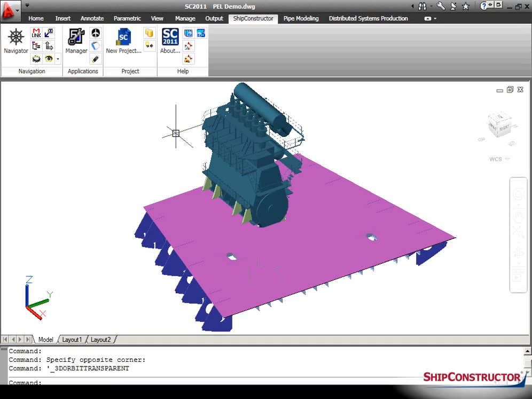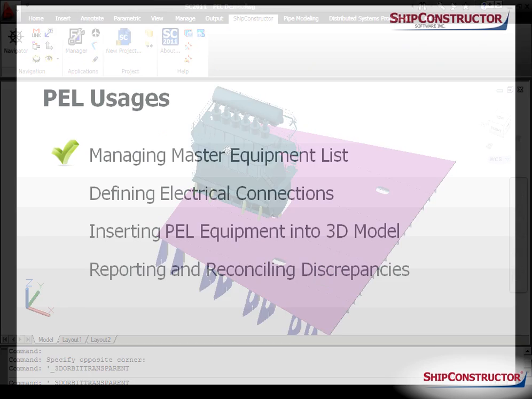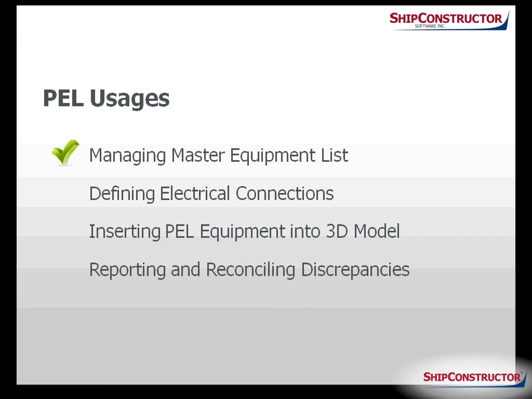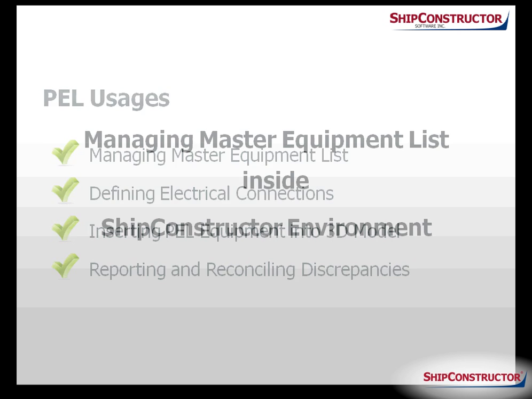ShipConstructor 2011 R2 introduces a powerful new tool called Project Equipment List, or PEL. The PEL may be used to manage the master equipment list within the ShipConstructor environment, define electrical connections between equipment, insert PEL equipment into the 3D model, report and reconcile discrepancies between the design and the 3D model.